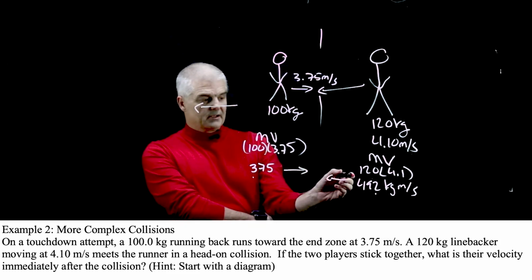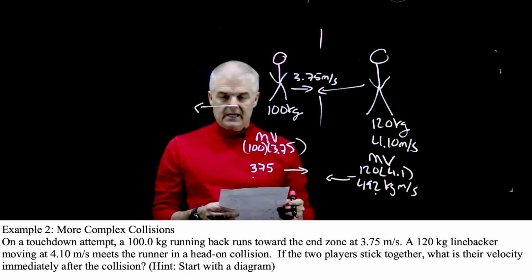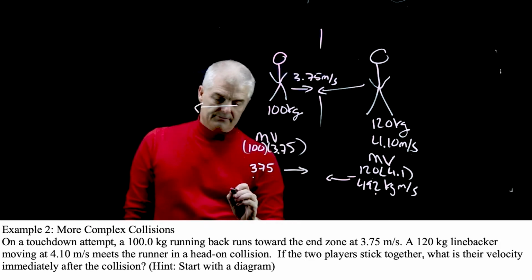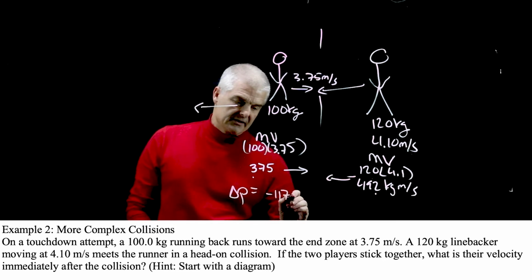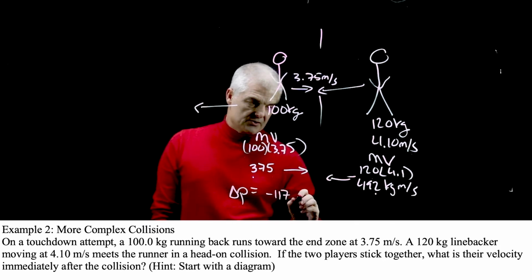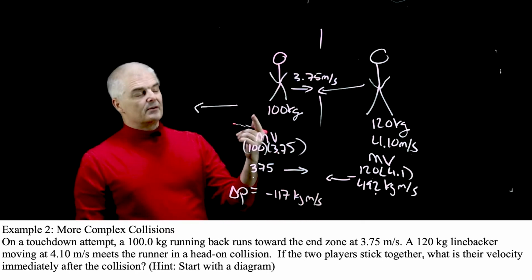Or add them. If this is negative, it'd be 375 plus negative 492, and I get the change in momentum to be, if you will, negative 117 kilogram meter per second. That's the difference between these two. But the question is, what's their final velocity?